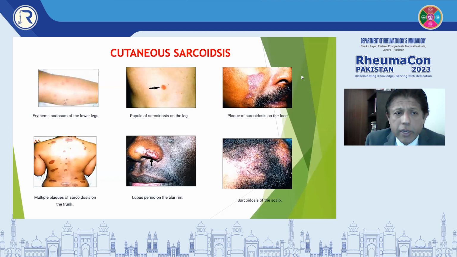Cutaneous sarcoidosis, quickly: papule of sarcoidosis in the leg, plaque of sarcoidosis in the face, multiple plaques of sarcoidosis on the trunk, lupus pernio on the nose, sarcoidosis of the scalp.